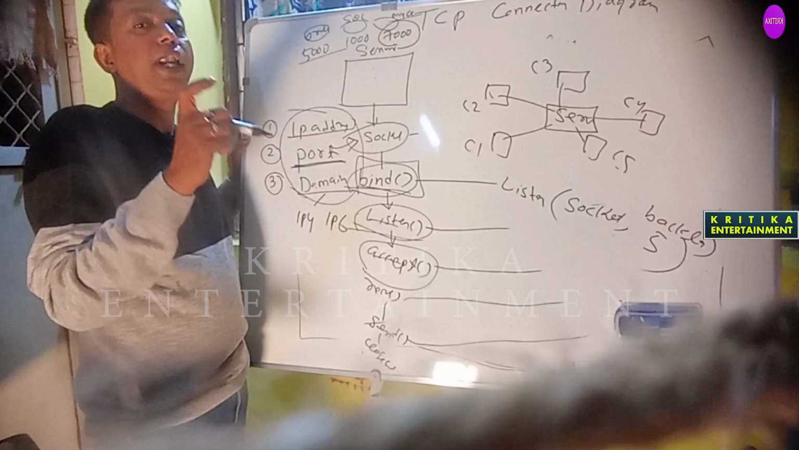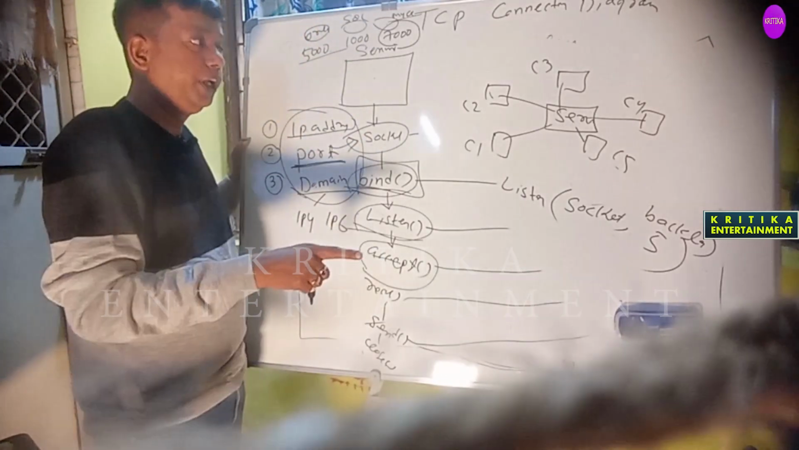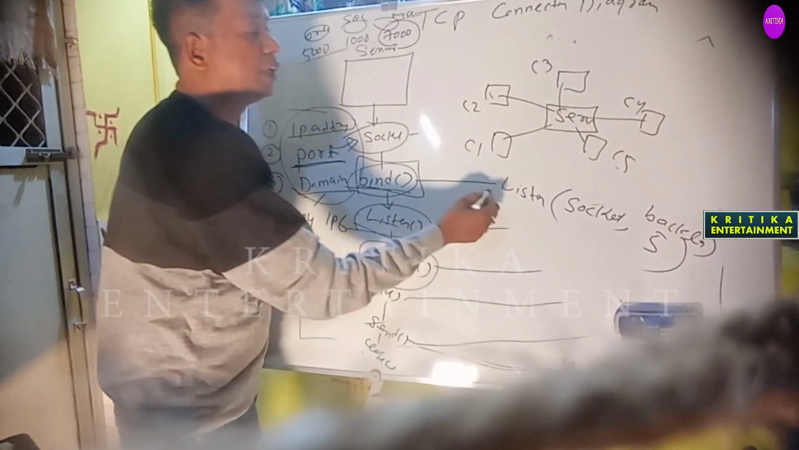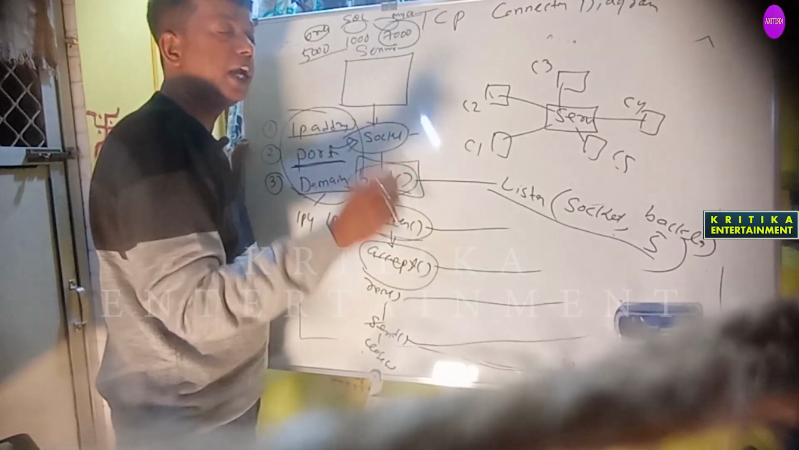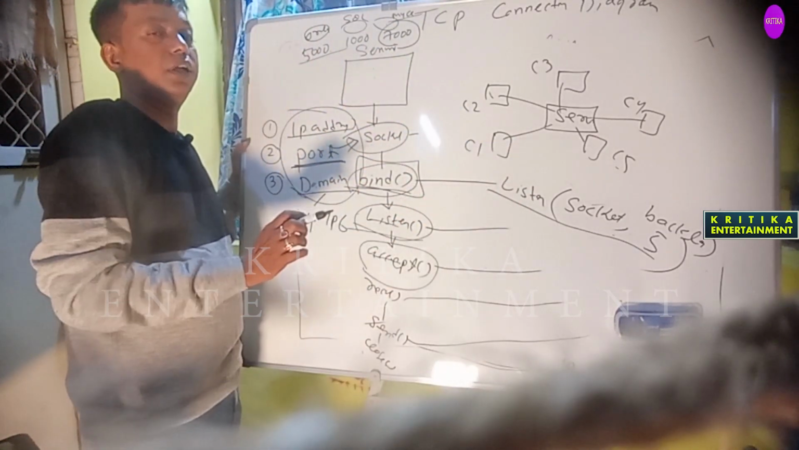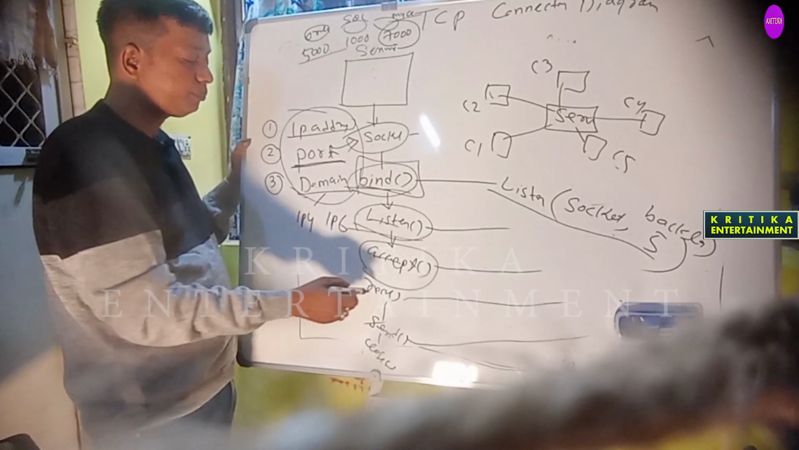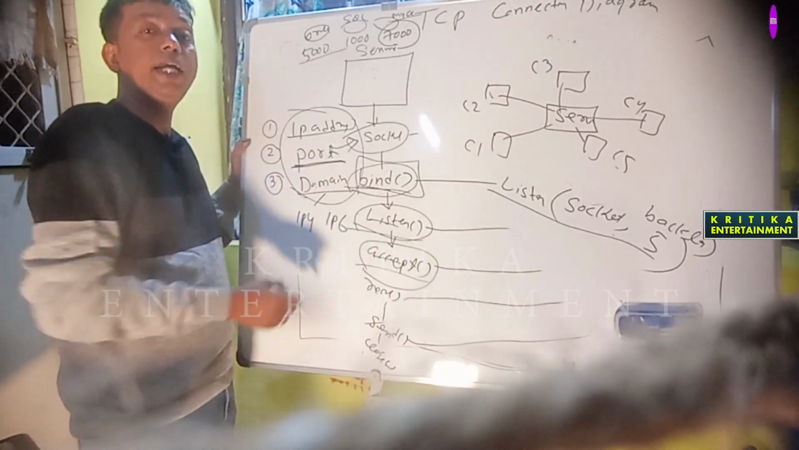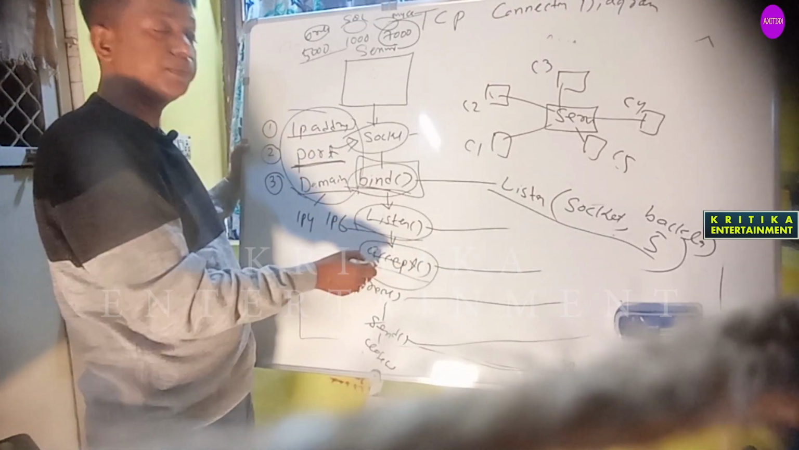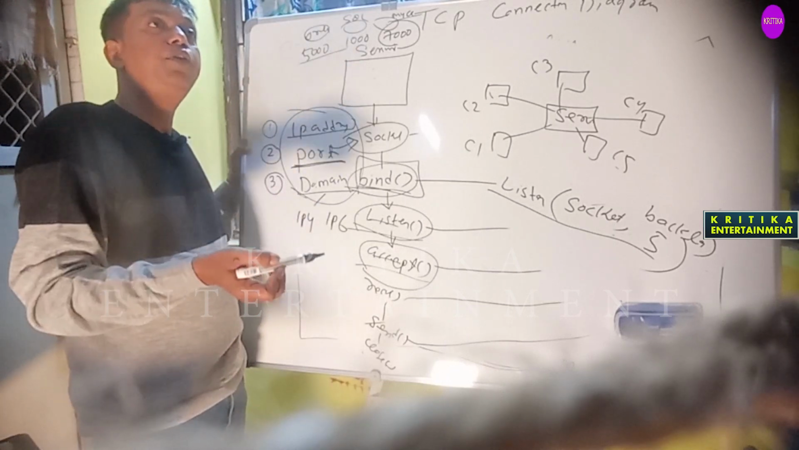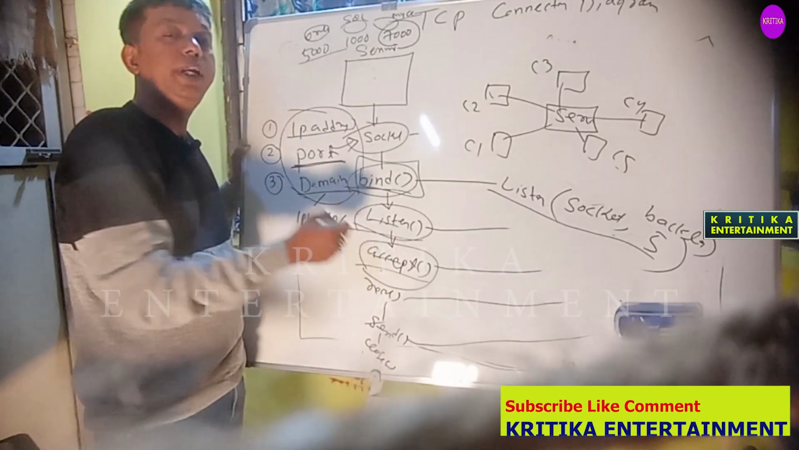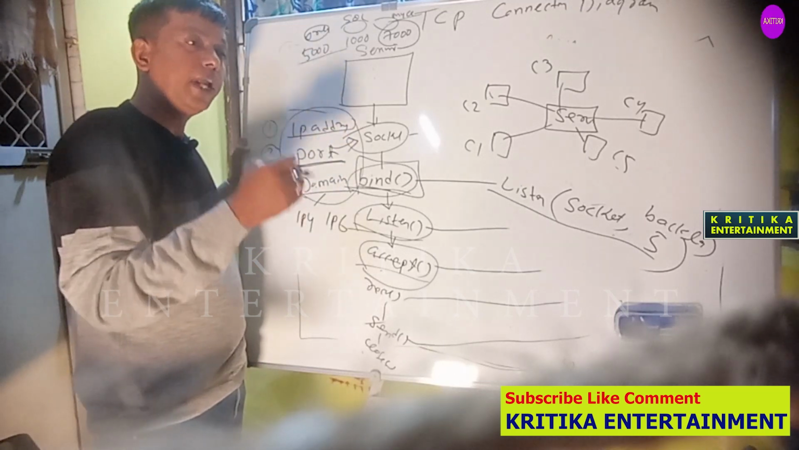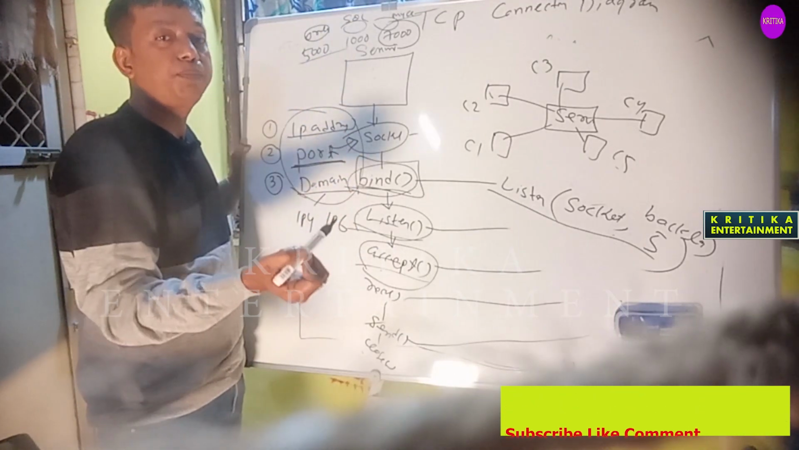The listen function decides how many clients want to connect to your server. Then the accept function. What is the task of the accept function? It accepts the request from the client which wants to connect.